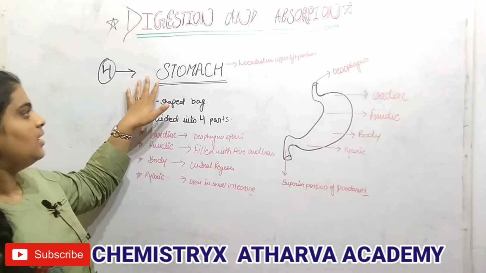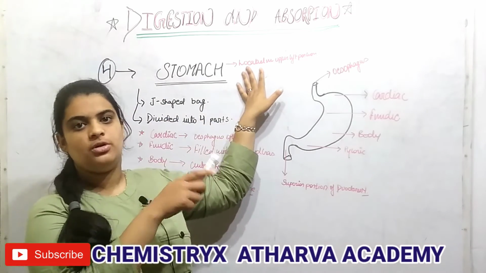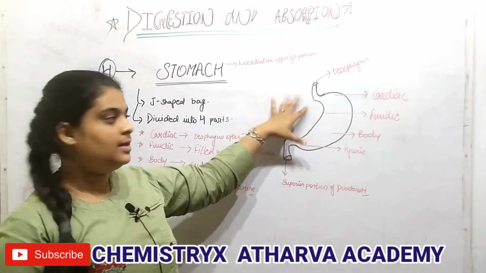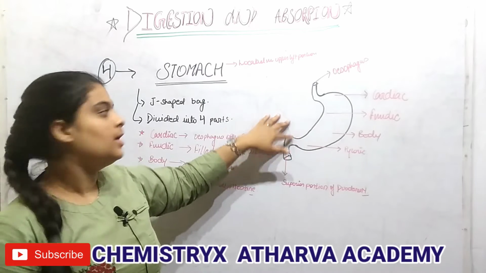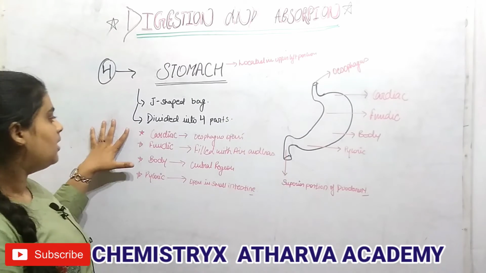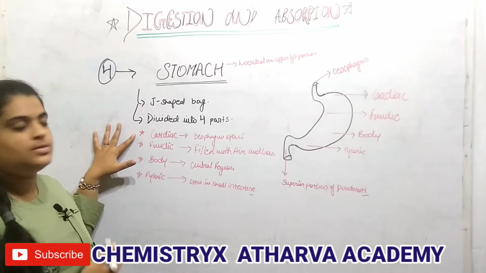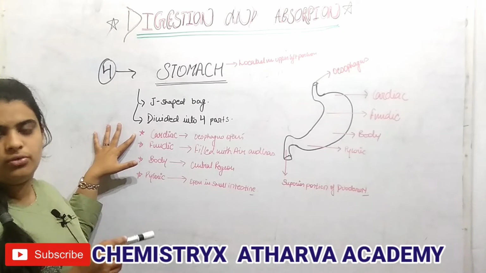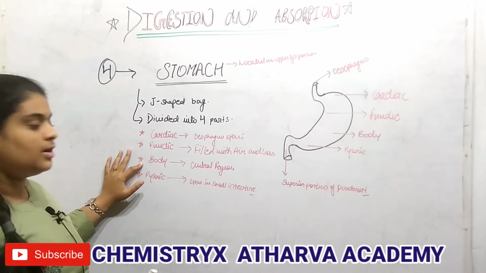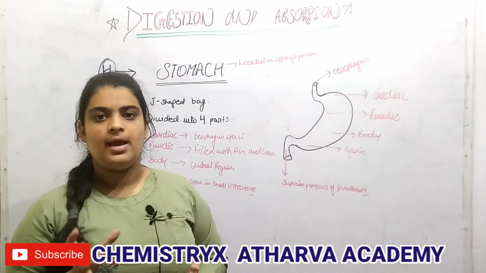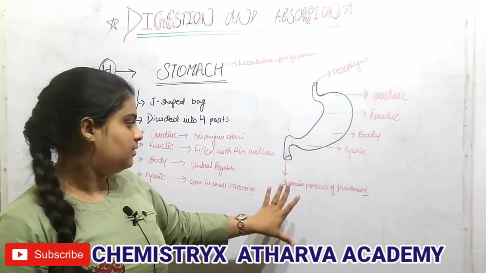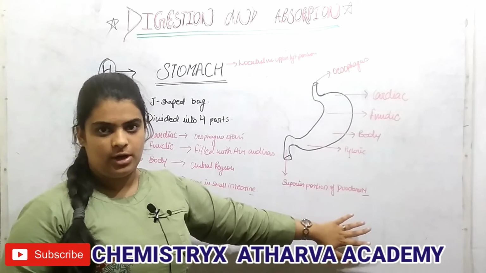The fourth part we come to is the stomach. The stomach is located in the upper left portion of the abdomen near the diaphragm. The stomach is a J-shaped bag divided into four parts, as you can see: cardiac, fundic, body and pyloric. The esophagus comes and ends in the stomach, bringing the bolus. Now, what are the functions? The cardiac region is located near the heart, and the esophagus opens here. Second is fundic, which is mainly filled with air and gas. The third is body. Body is the central region where the gastric juices digest the bolus. Fourth is pyloric, which opens into the small intestine through the superior portion of the duodenum.